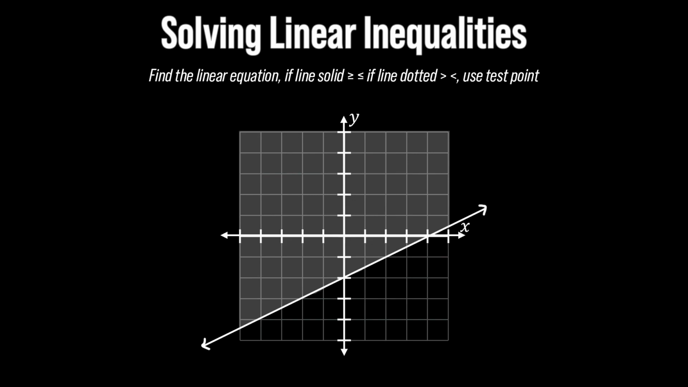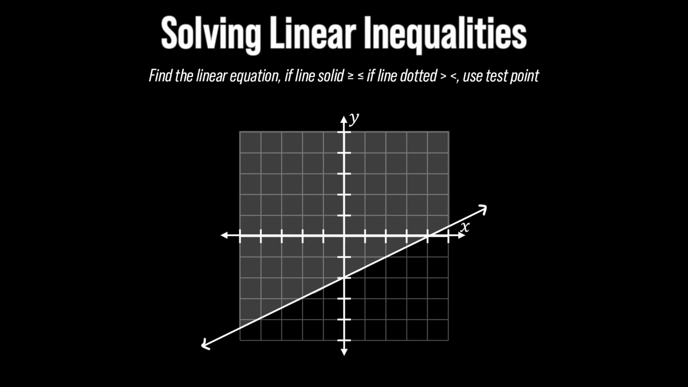If the line is solid, then we're going to use the greater than or equals to symbol or the less than or equals to symbol. And if the line is dotted, then we're going to use the greater than or less than symbol. And then you use a test point to figure out which side of the half plane the linear inequality lies. So what we're trying to do is take this graph here and turn it into a linear inequality.